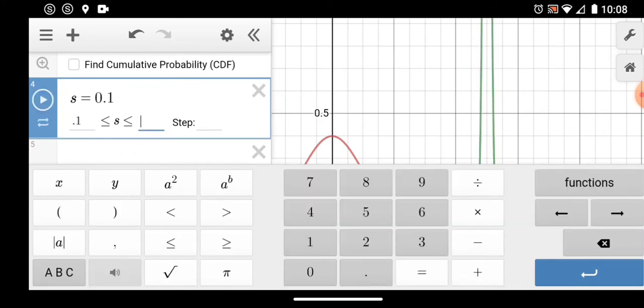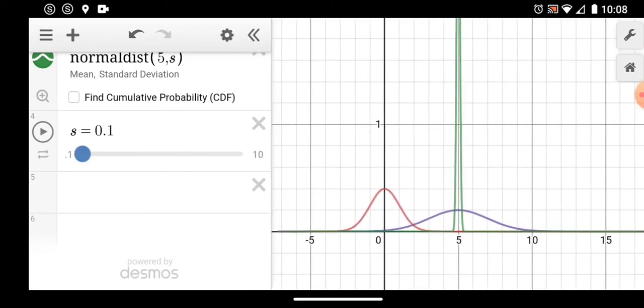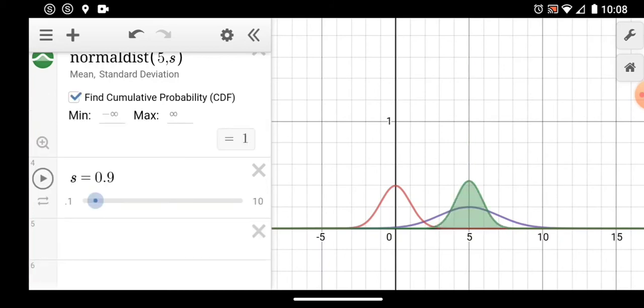I'm going to adjust the range over which this goes so it behaves a little bit better on my graph. And so now it's going to go from 0.1 to 10. There's 0.1, a very small standard deviation. As I go up towards 10, it flattens out. So that green line, I'm changing the standard deviation on that green line. And those are all normal curves.